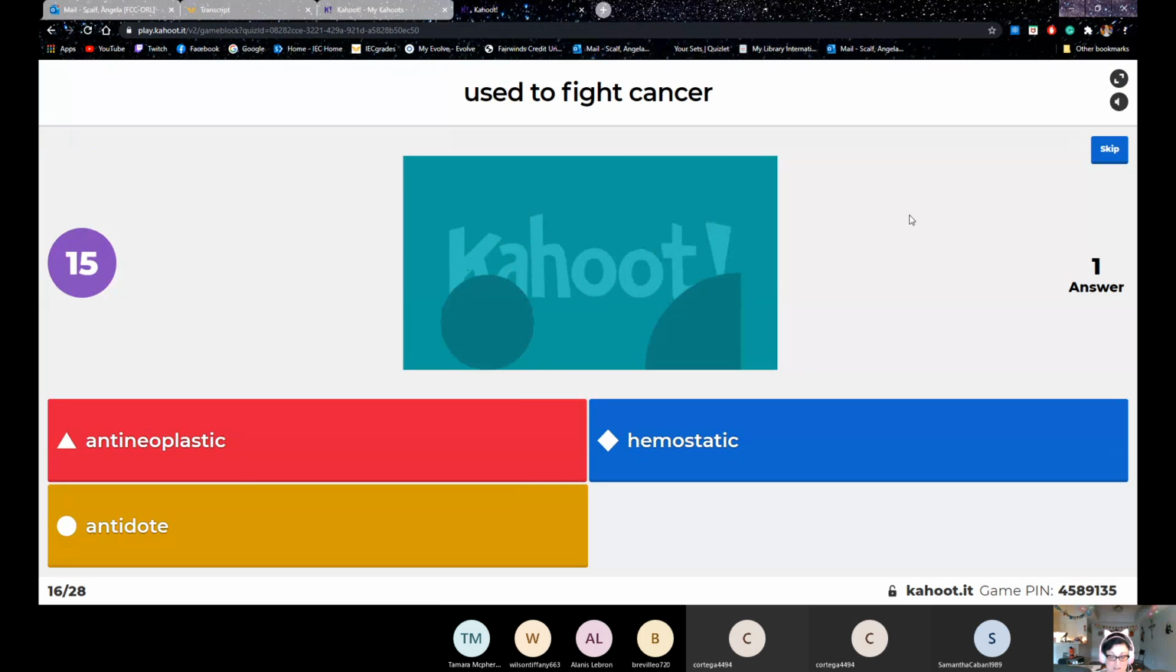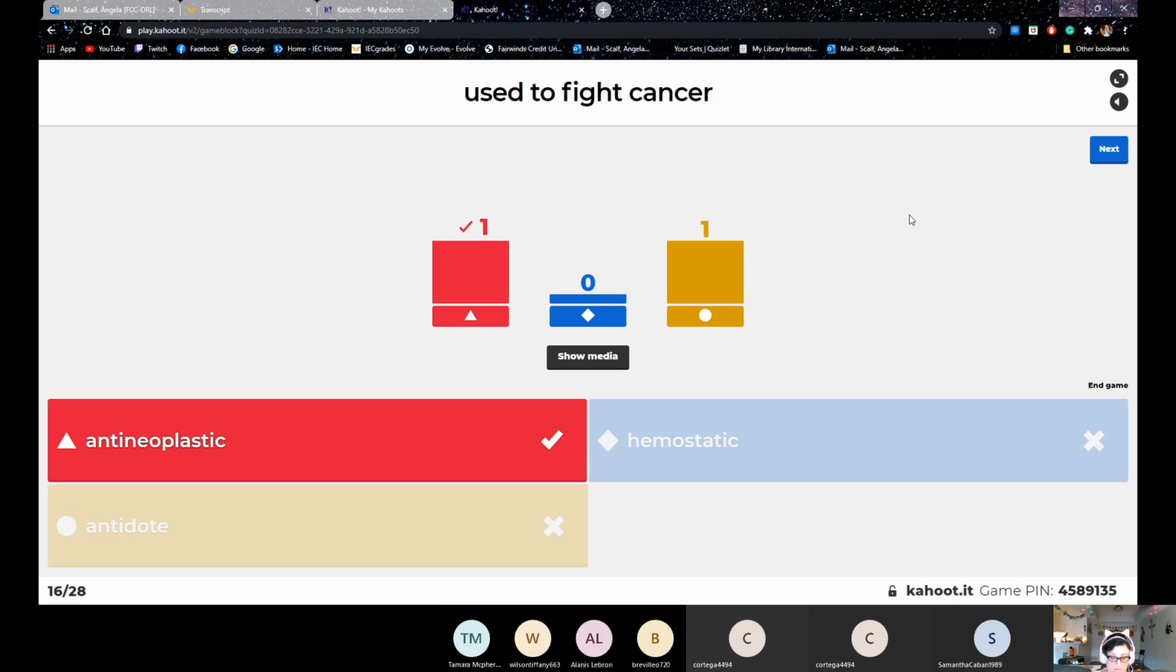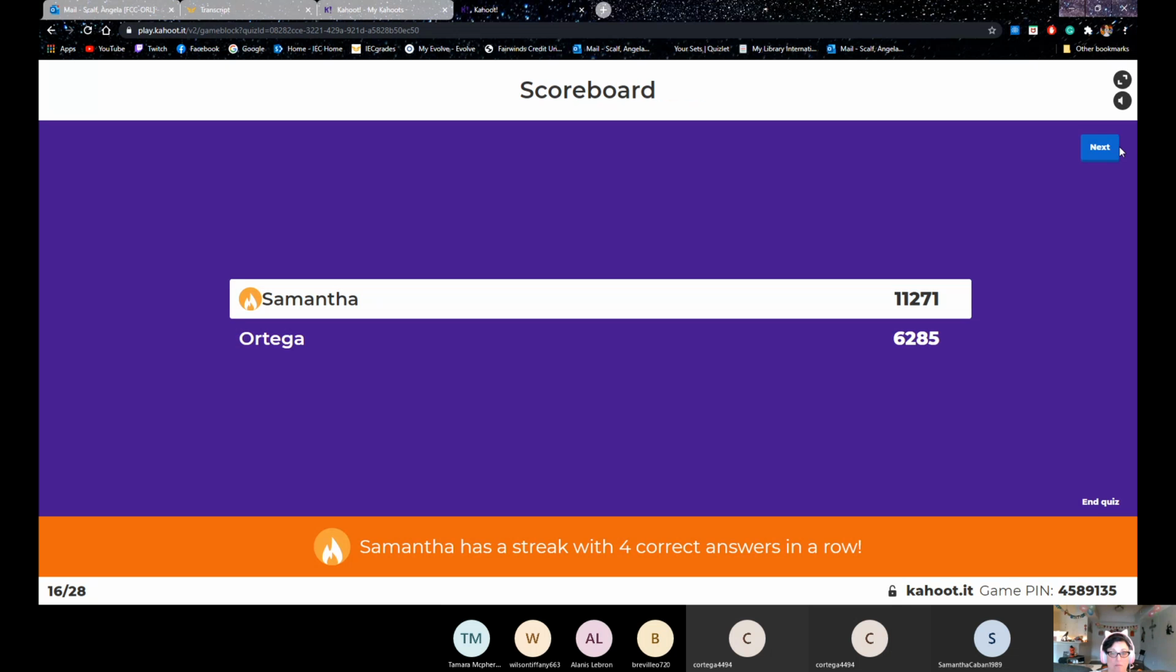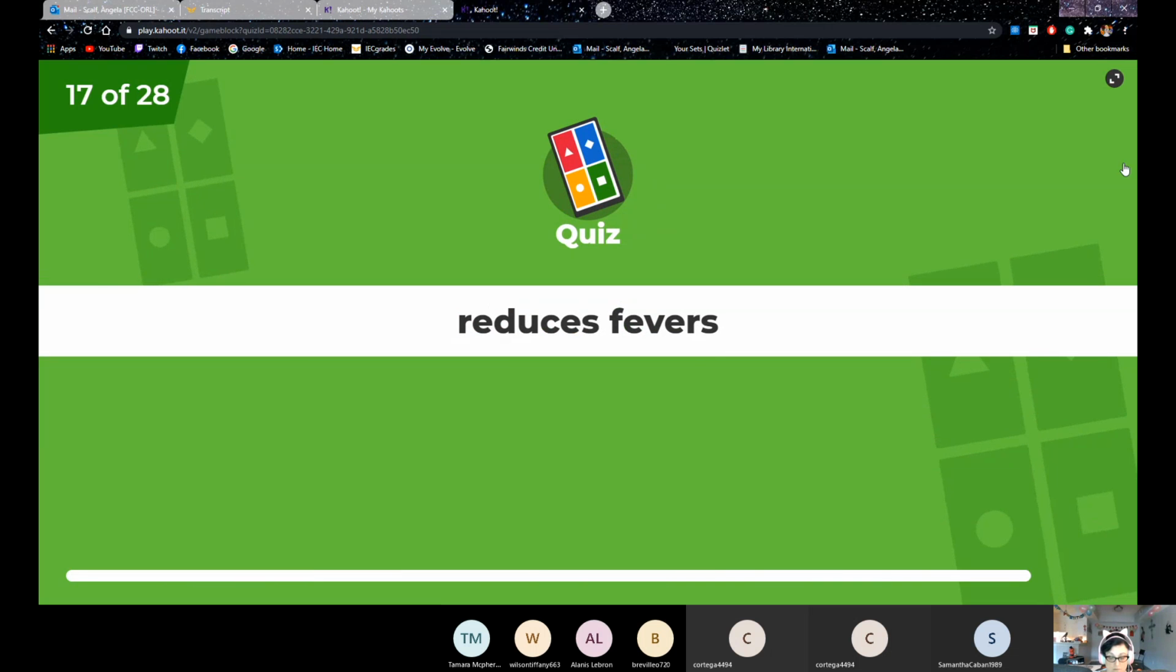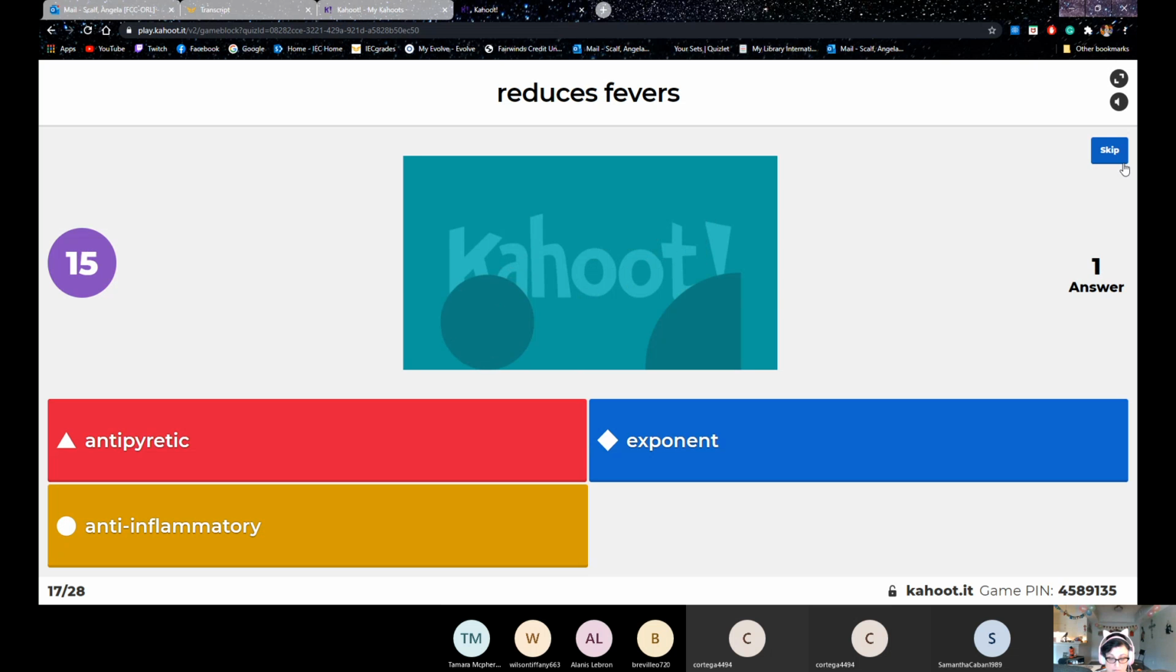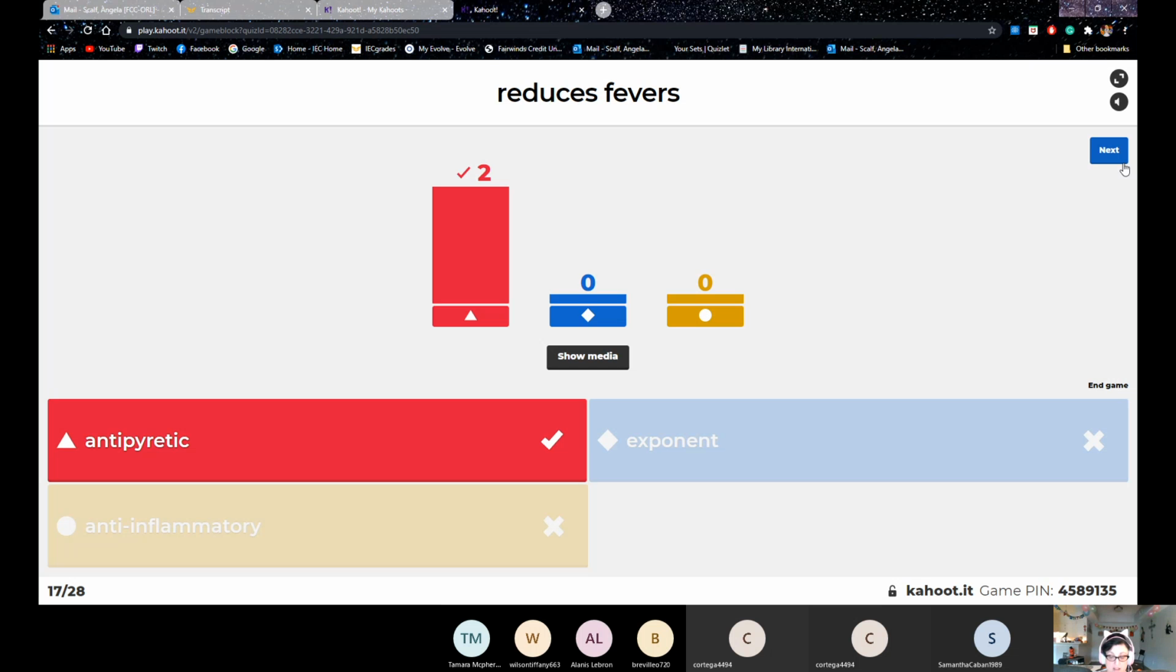Used to fight cancers. An anti-neoplastic. Very good. And I can't think of any off the top of my head. I'm kind of nerdy with medications, and none of them pop in. Reduces fever. Good. An antipyretic. Name one. Tylenol. Excellent. Tylenol, ibuprofen, all of them. And especially ibuprofen, it falls under a lot of classes, doesn't it? Anti-inflammatory, antipyretic, analgesic. So it has quite a few.